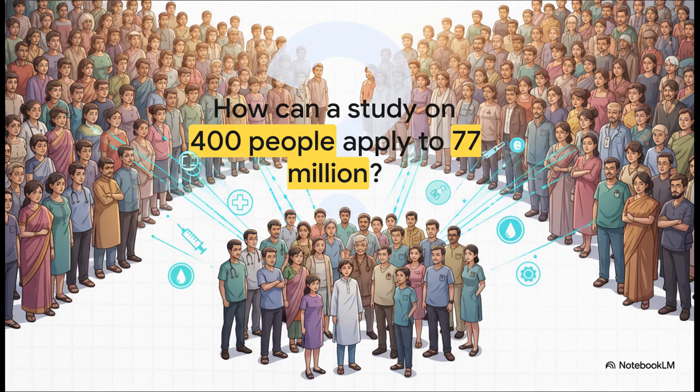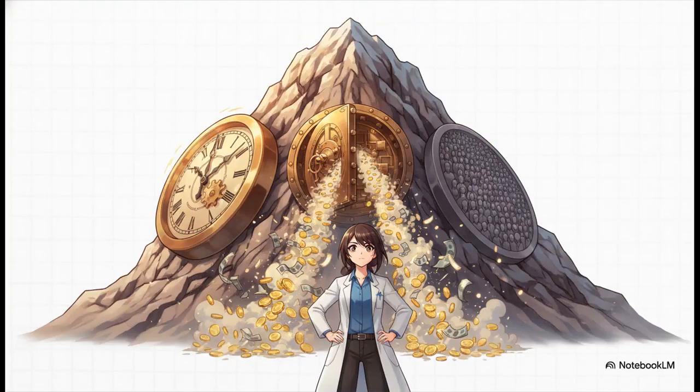Let's imagine a real-world scenario from nursing research. You've got a study on just 400 diabetic patients, but the conclusions are supposed to apply to all 77 million diabetic patients in a country. I mean, how on earth is that possible? You can't just talk to everyone, right? Well, the simple answer is, you're right, you can't.